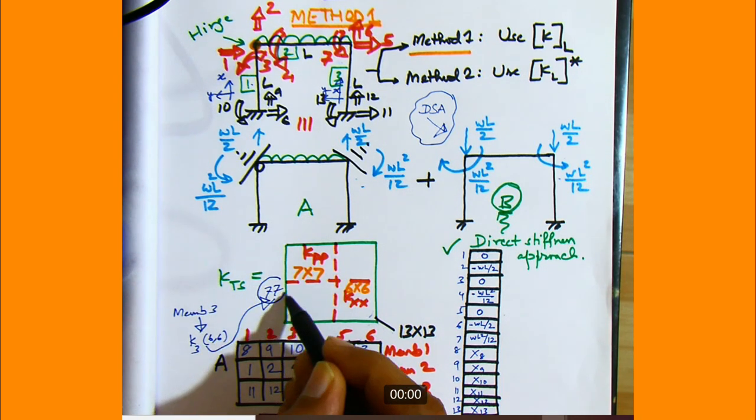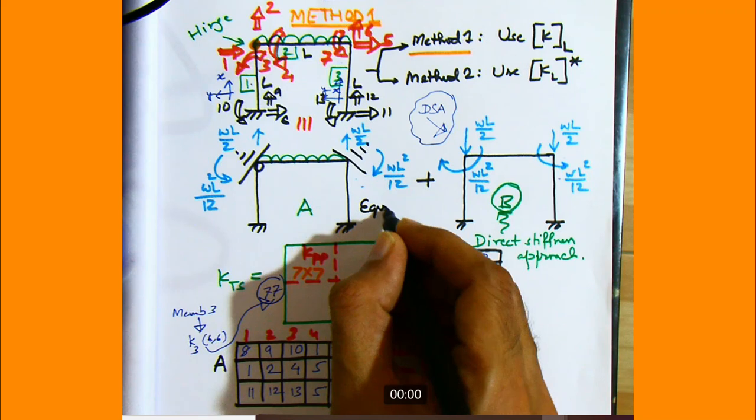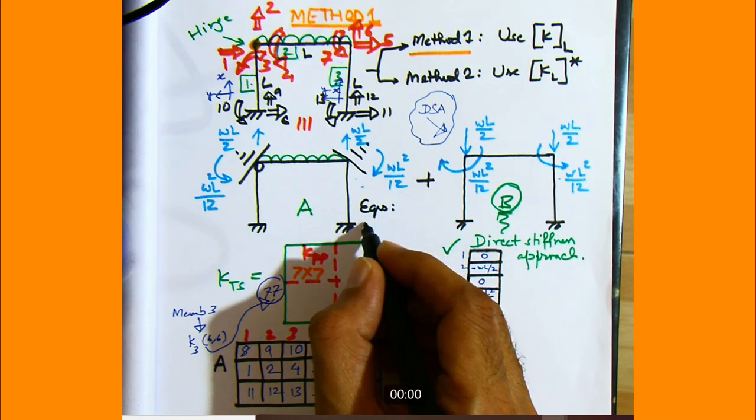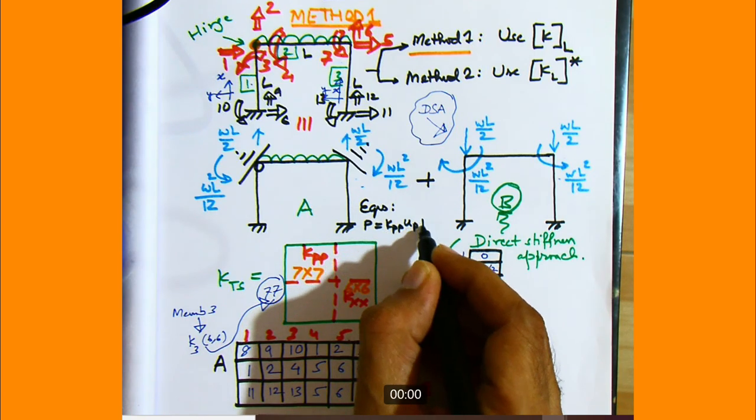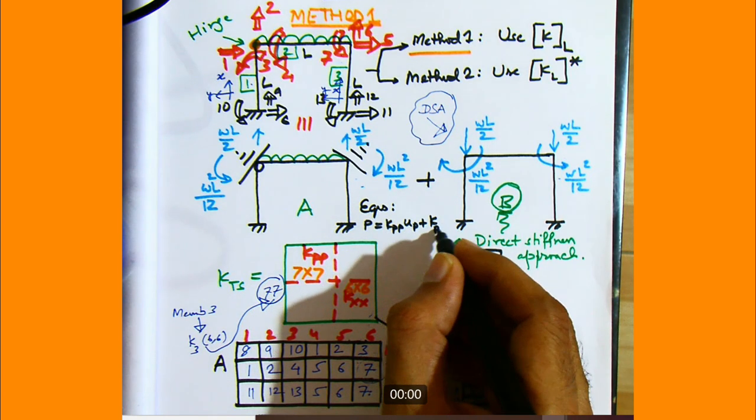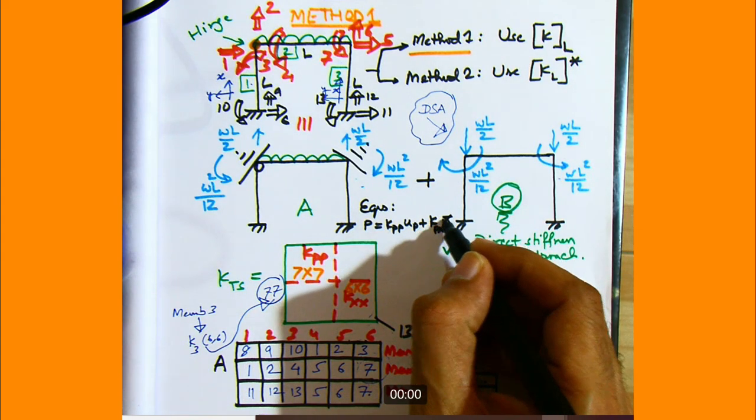So after we form the total structural stiffness matrix, we have to solve the equations. And what are the equations? There are two sets of equations: P equal to KPP, UP plus KPX into UX. And UX is 0 here.